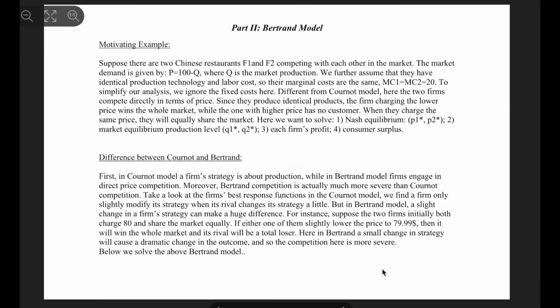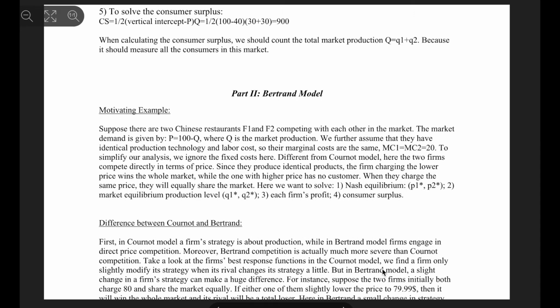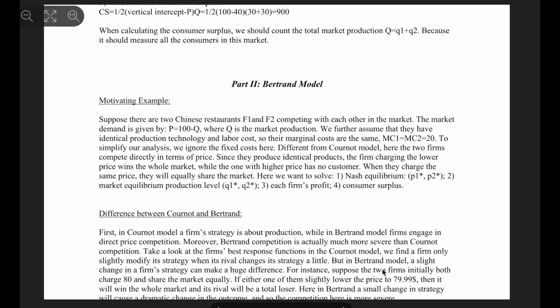All right, let's move on to part 2, the Bertrand model. Here is a motivating example. Suppose there are two Chinese restaurants, F1 and F2, competing with each other in the market. The market demand is given by P equals 100 minus Q, where Q is the market production. We further assume that they have identical production technology and labor costs, so their marginal costs are the same: MC1 equals MC2 equals 20. To simplify our analysis, we ignore the fixed costs here.